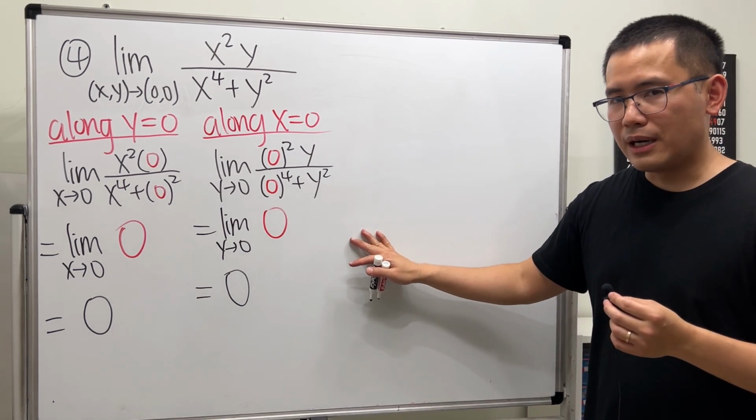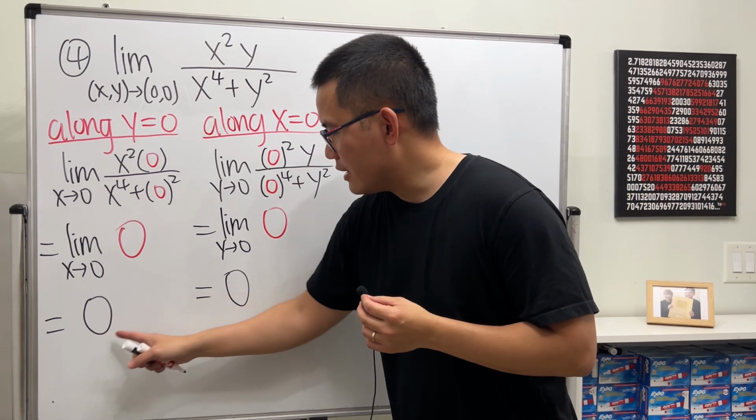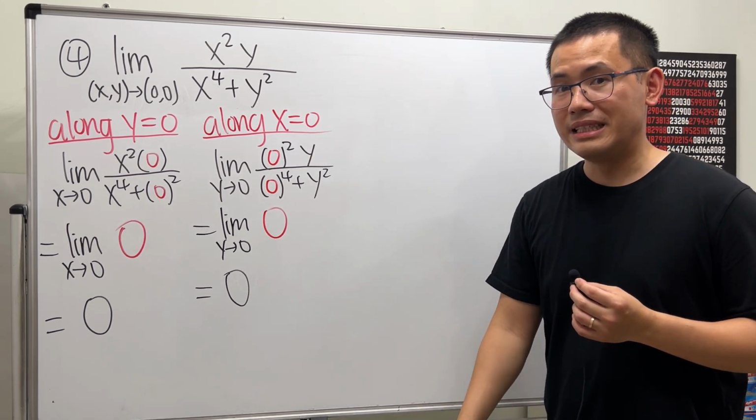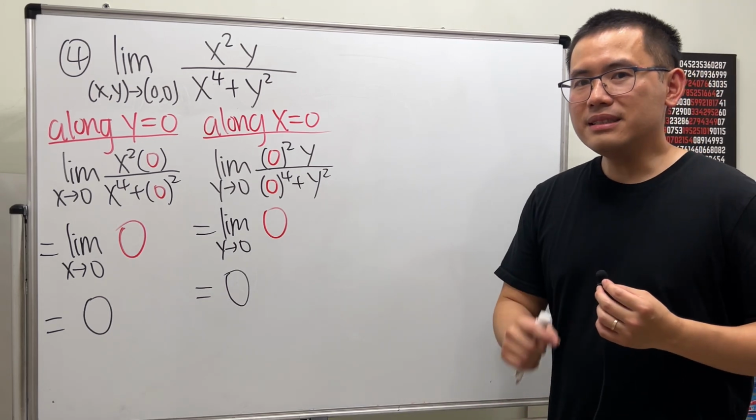But this video is all about showing the limit does not exist. So right here, if the limits are equal, we can actually argue that this limit does not exist. We just have to try to find a different path. Here's a tip for you guys.